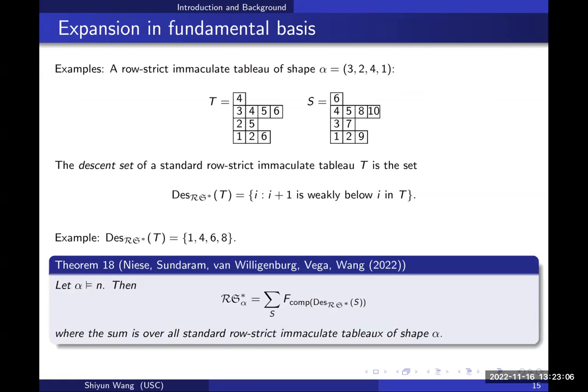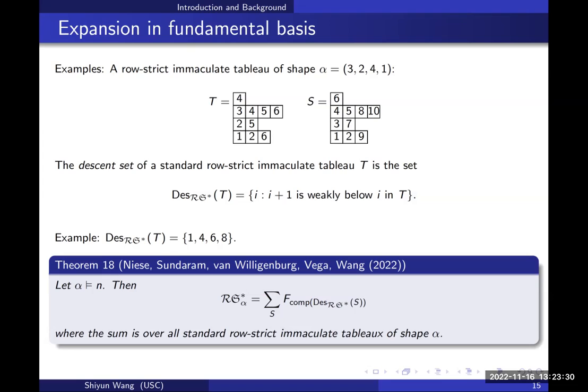So we get those similar words. We standardize this tableau by using the different reading words. So basically we read them reversely from right to left, so you can standardize that. And we define a different descent set such that I plus 1 is weakly below I. So you also get a descent set from there.